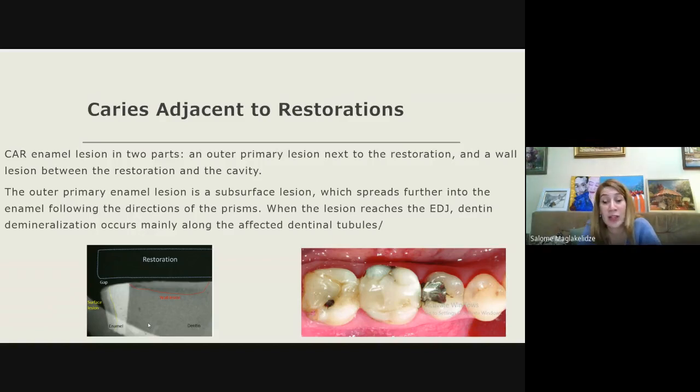and when the lesion reaches the EDJ, dentin demineralization occurs mainly along the affected dentinal tubules. So also on this picture, you could see that here we have a composite restoration, and you could easily, even under the magnification, see that we have a gap, this kind of gap here, and we have decay underneath, and here we have decay too.